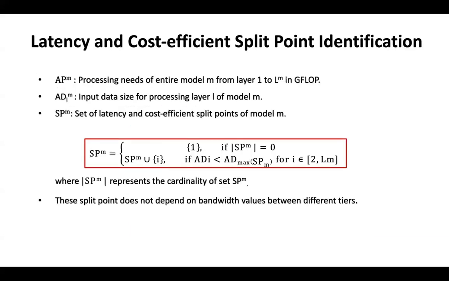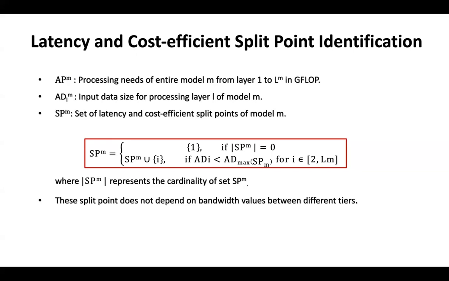With these three assumptions, now I'll show the strategy that would help us find the split points that are efficient in latency and cost minimization. I will also prove that there are no other split points other than these which can ever cause a latency and cost improvement. First, let's consider the processing need of the entire model to be APM, which is the sum of the processing requirements of the model from layer 1 to the last layer.